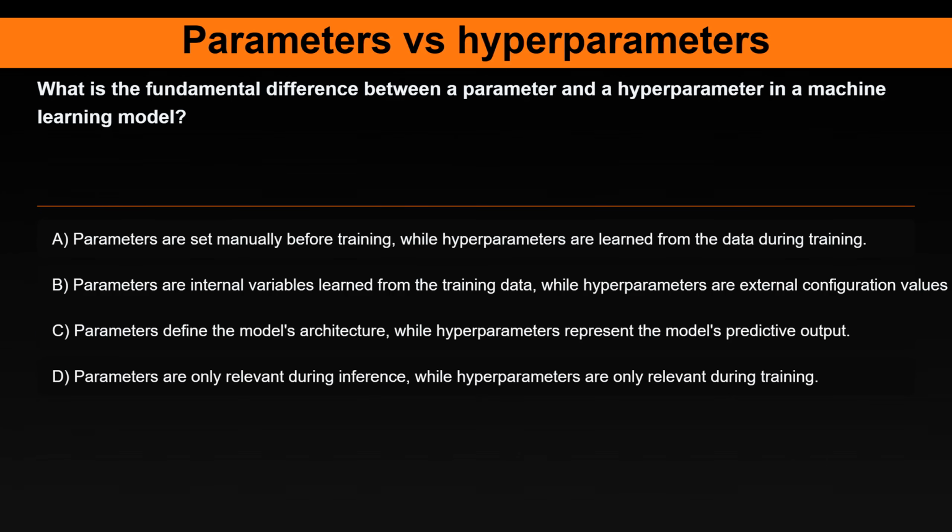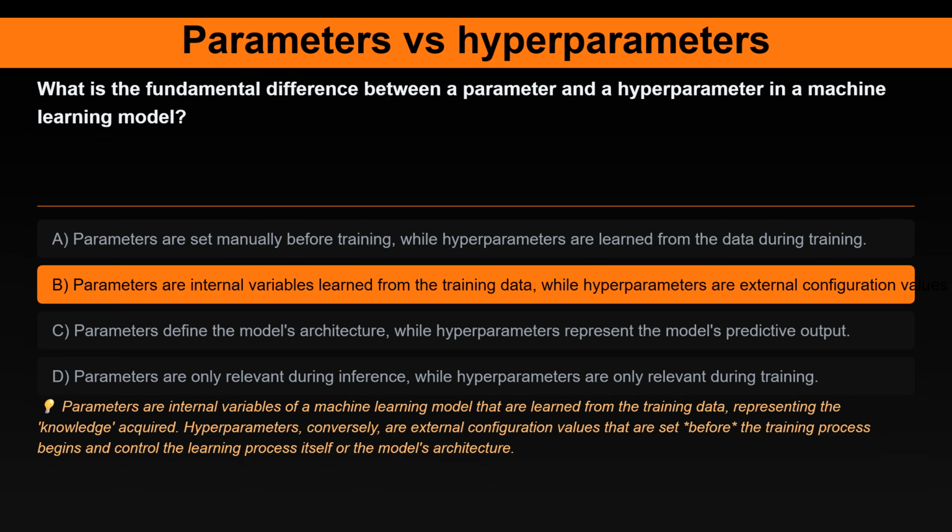Question 25. What is the fundamental difference between a parameter and a hyperparameter in a machine learning model? Option A. Parameters are set manually before training, while hyperparameters are learned from the data during training. Option B. Parameters are internal variables learned from the training data, while hyperparameters are external configuration values set before training to control the learning process. Option C. Parameters define the model's architecture, while hyperparameters represent the model's predictive output. Option D. Parameters are only relevant during inference, while hyperparameters are only relevant during training.